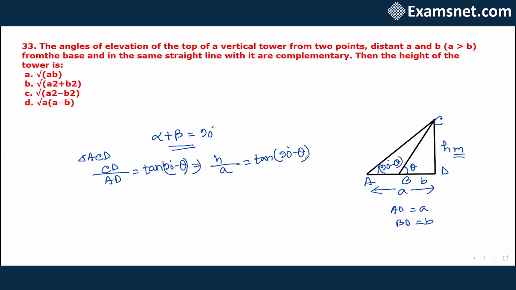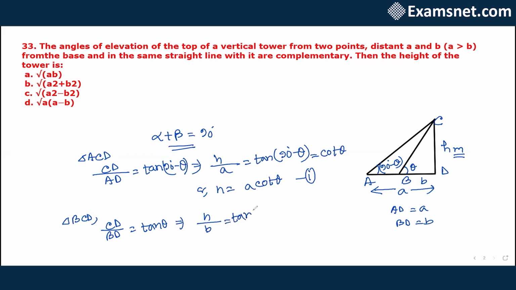Now tan 90 degree minus theta gives us the value of cot theta. So we can write h equals A cot theta. Let's name it equation number 1. Next, we will consider the smaller triangle, that is BCD. From triangle BCD we can write CD by BD equals tan theta. So here h by B equals tan theta. Again, I can find the value of h as B tan theta. Let's name it equation number 2.